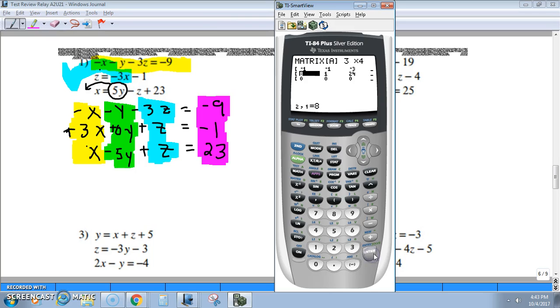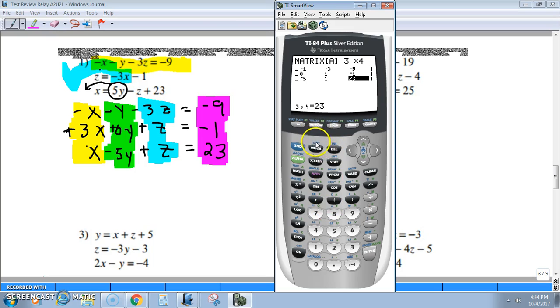Okay, second row. My x is positive 3. I don't have to put a positive, obviously. My y is 0. I do have to put that 0 in there. That's why I wrote it that way. Z is just positive 1. And then negative 1 is on the other side of the equal sign. Last row, so my last yellow x is just positive 1. And then my green y is negative 5. My blue z is just a positive 1 blue z. And the answer is 23.